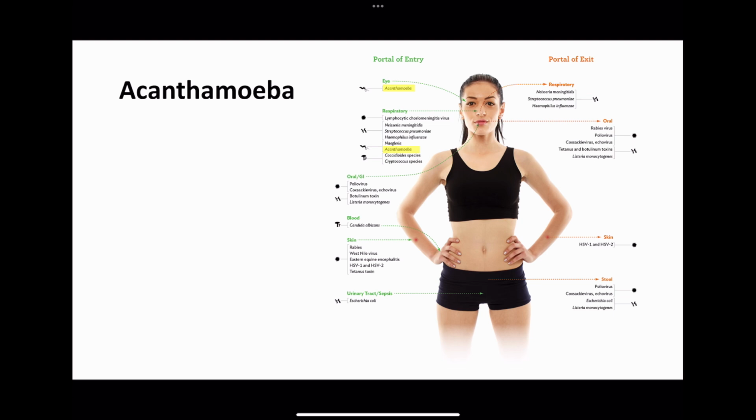Last but not least, Acanthamoeba is also an amoeba that infects the brain, found in water and soil around the world. People are usually exposed to this amoeba, but very few people are infected. The disease is more serious in immunocompromised individuals, as the organism may infect the optic nerve and into the brain. It is transmitted through the eye and the respiratory routes.